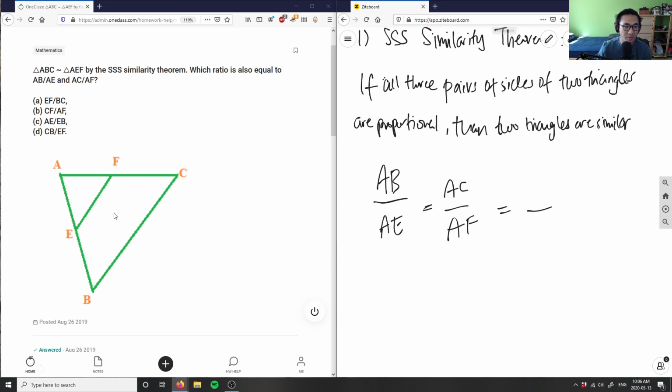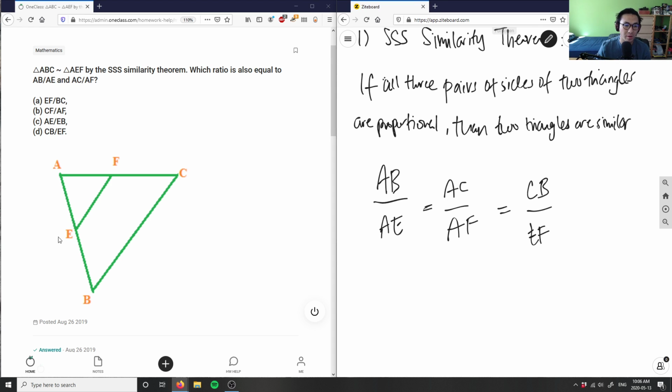So I want the bigger side first over the smaller side. The answer would be CB, which is the longer side, over EF, which is the smaller side.